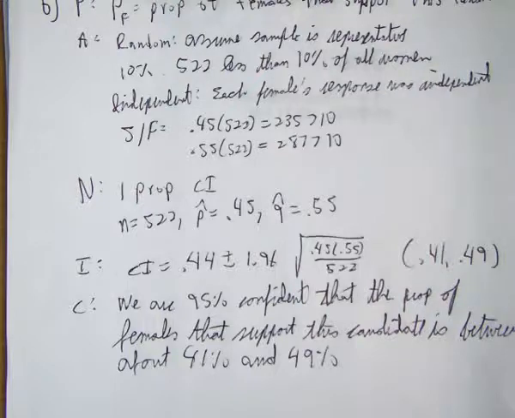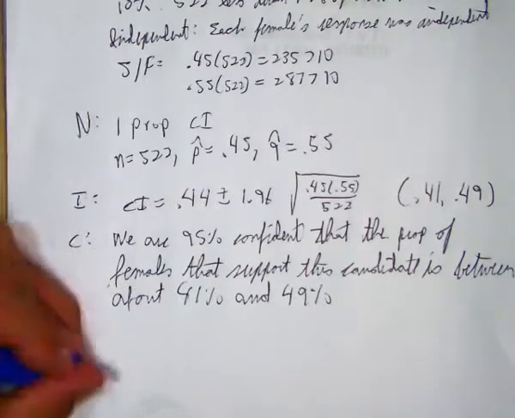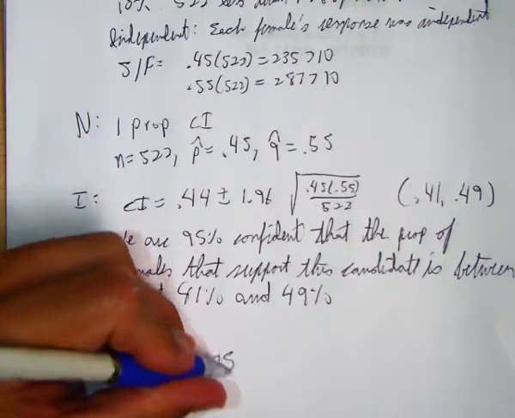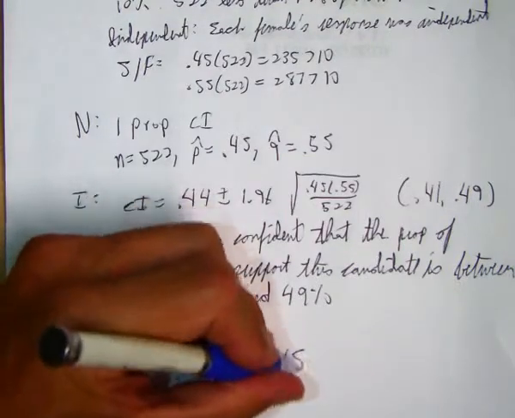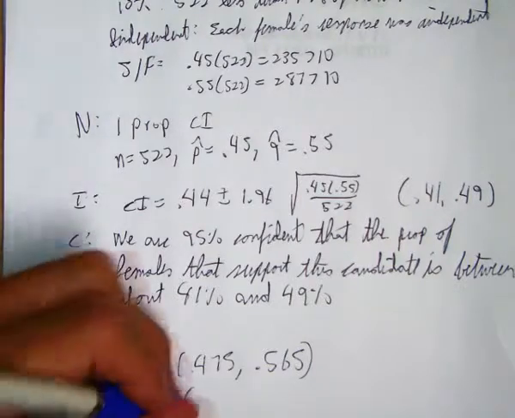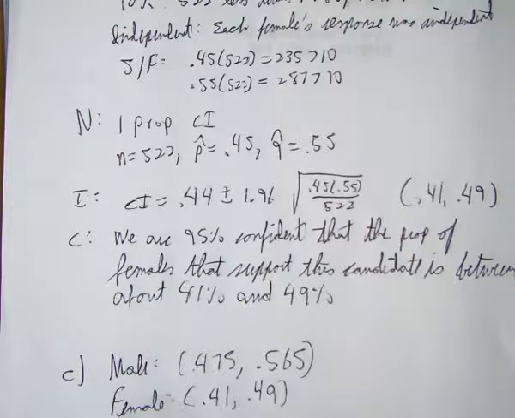Okay. So question C says, do these two intervals overlap? Well, the male interval is from 0.475 to 0.565. The female interval is 0.41 to 0.49. So it does appear that they overlap.